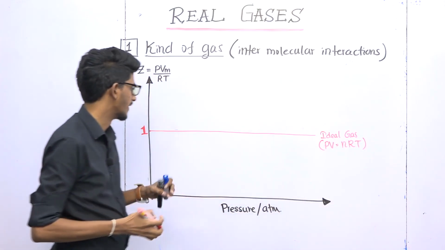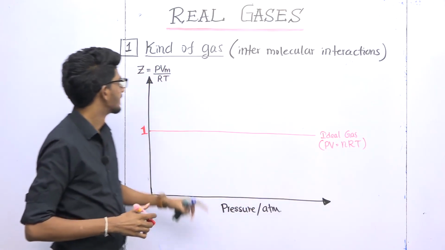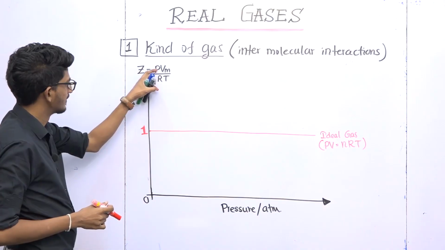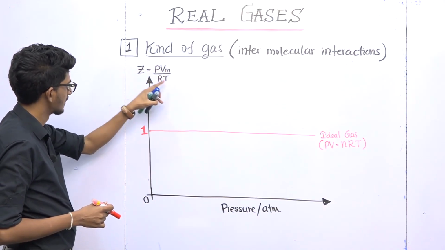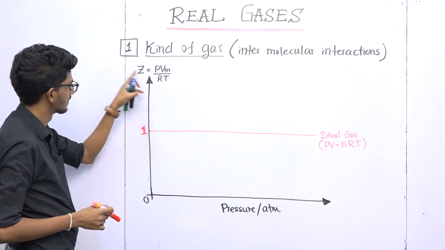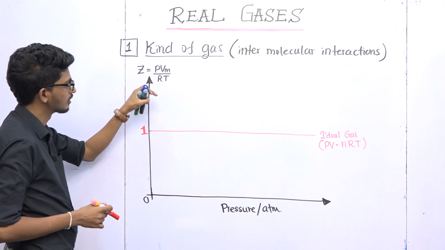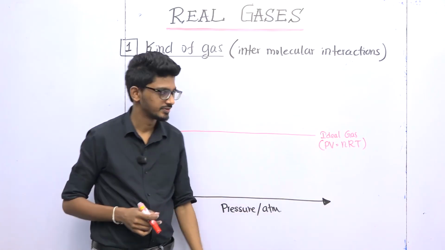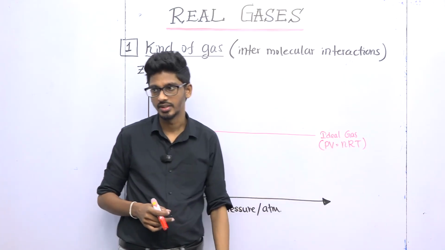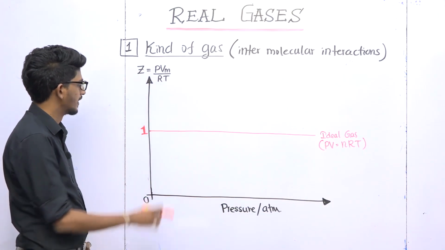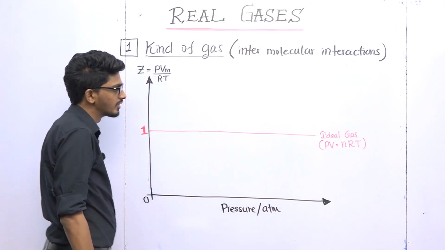On any point of this line, PV is equal to nRT, right? Z equals 1 means PVm is equal to RT. That is what happens with the ideal gases. PVm equal to RT means PV is equal to nRT, since Vm is V over n, no? So on any point of this Z equals one line, PV is equal to nRT.